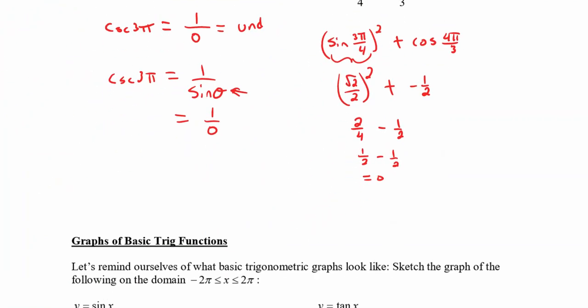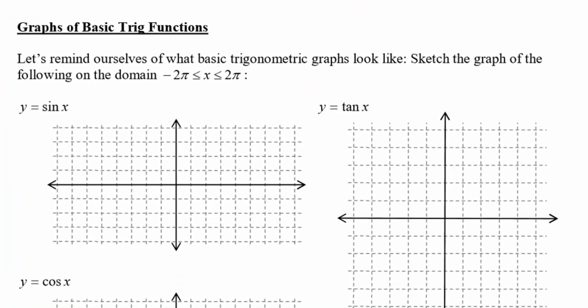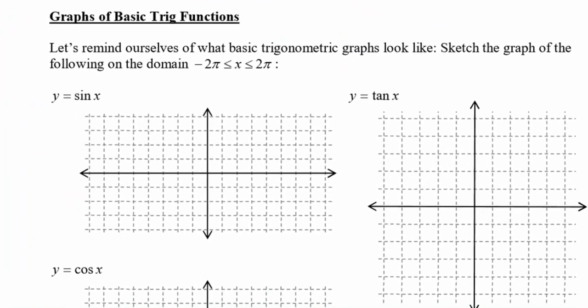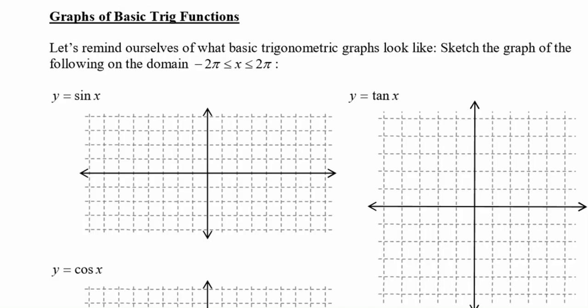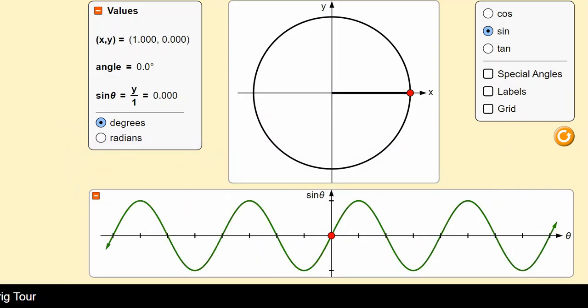Okay, so now graphs of basic trig functions. Let's start with sine first. So what we can see for sine, right? Remember what sine is. Sine is the height of that point all the way around the circle.